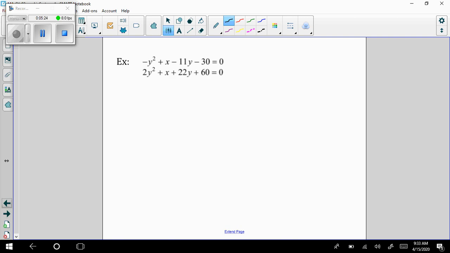All right, next example. Obviously, we have two different types of conic sections. Looks to me like probably two parabolas since there's only one squared term. Okay, so for this one, we're going to use elimination.